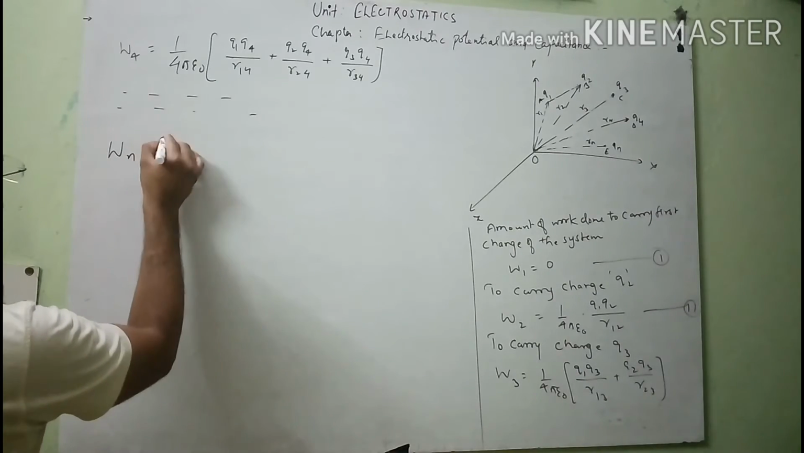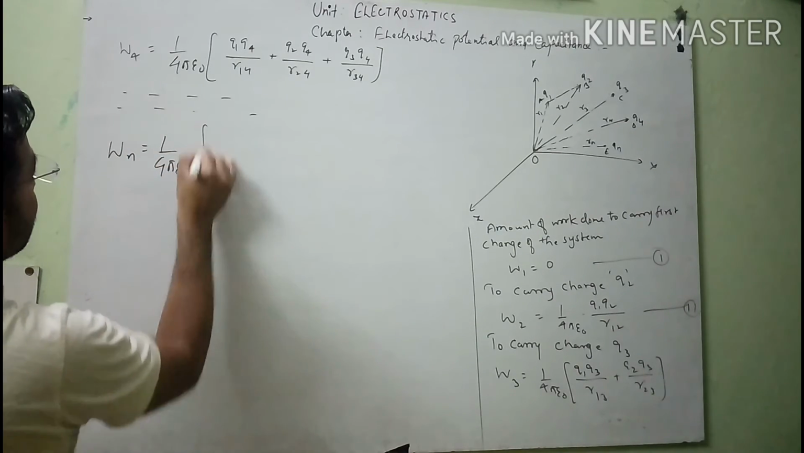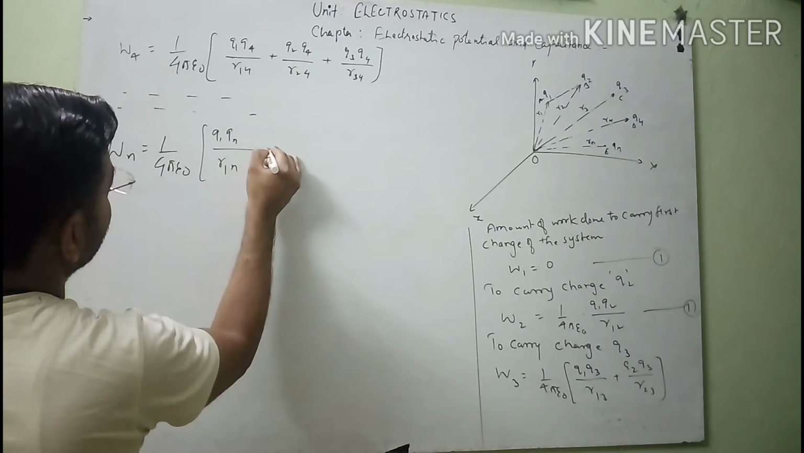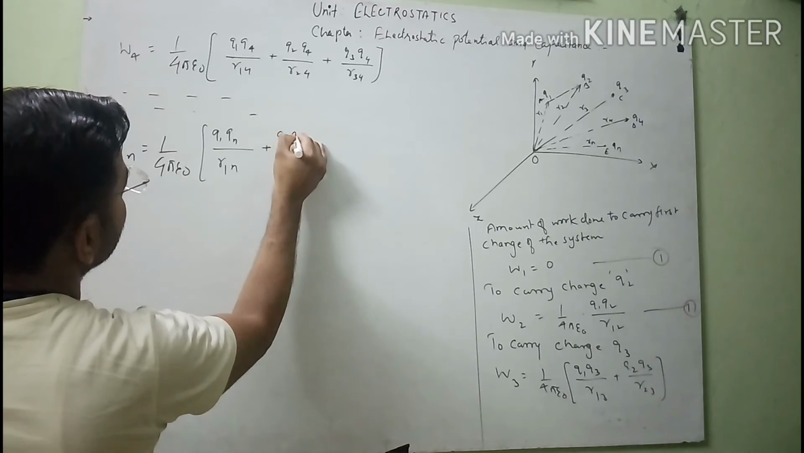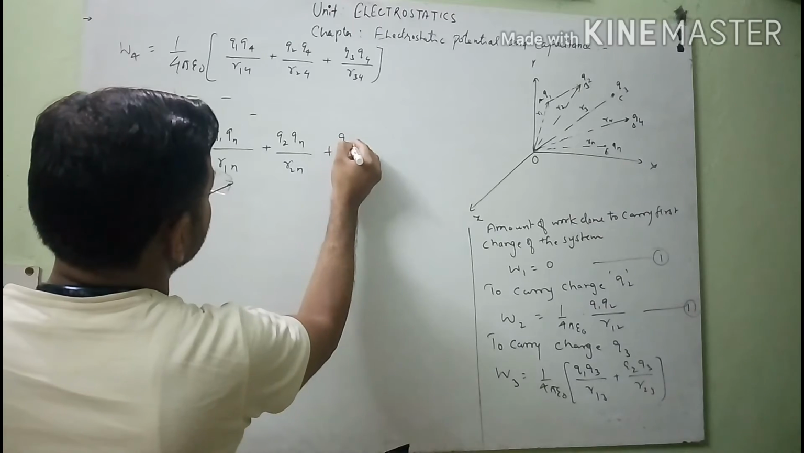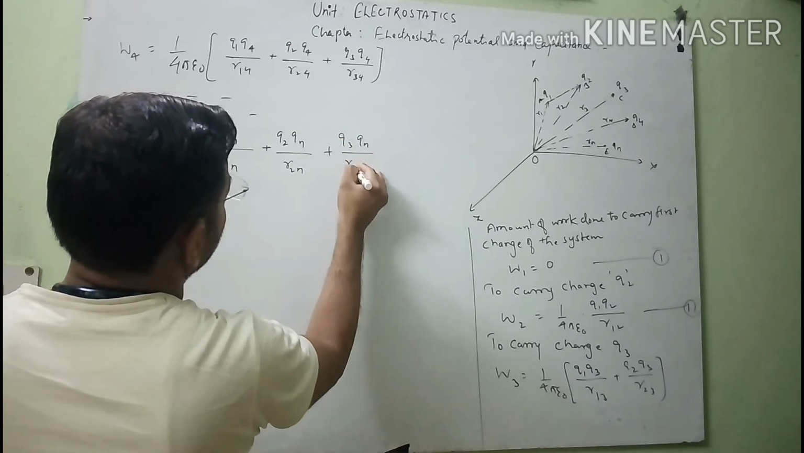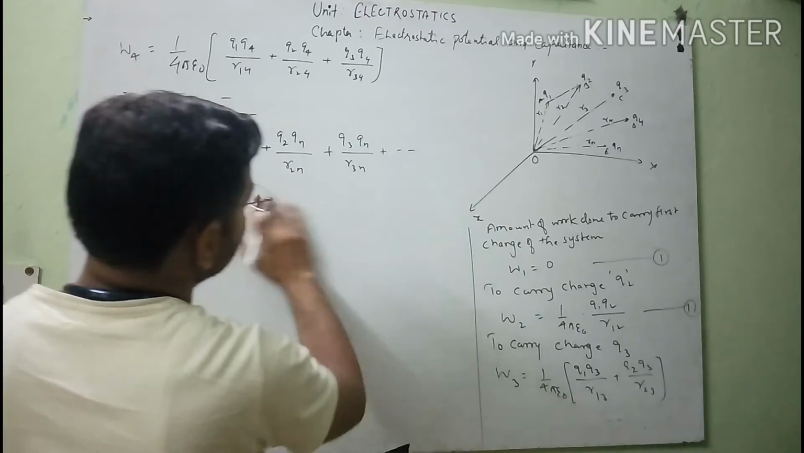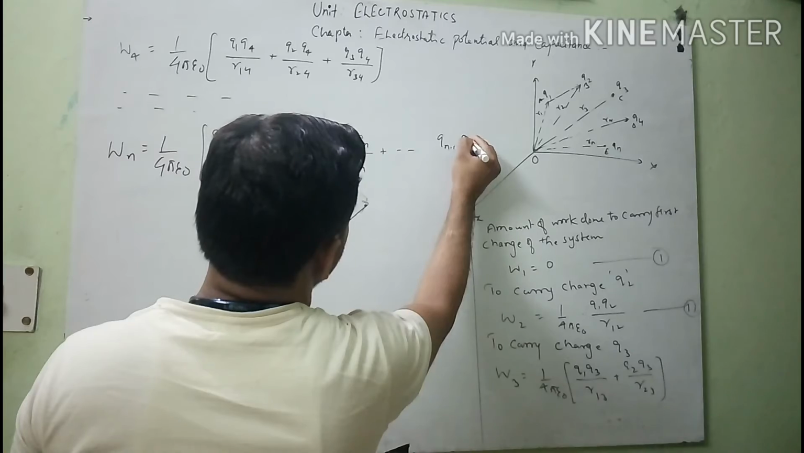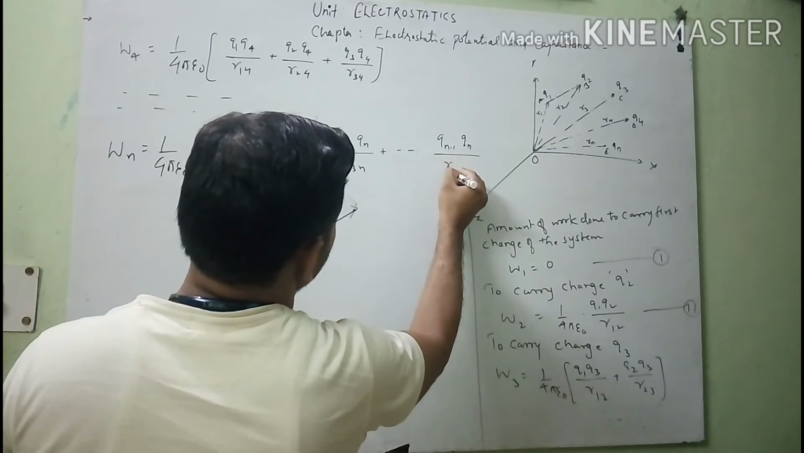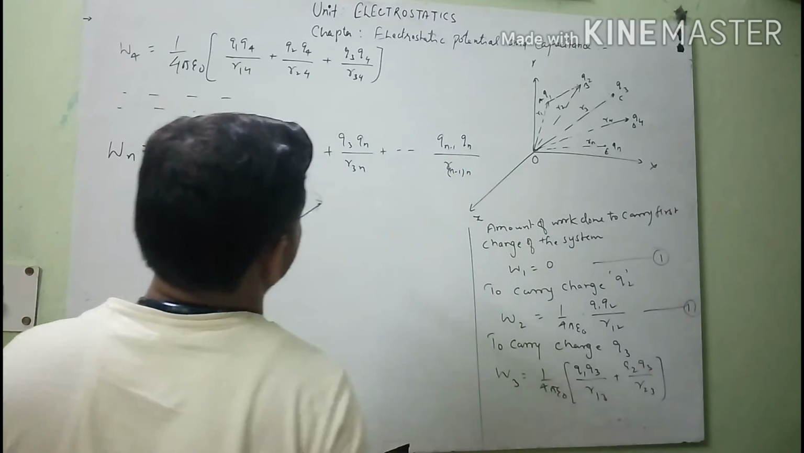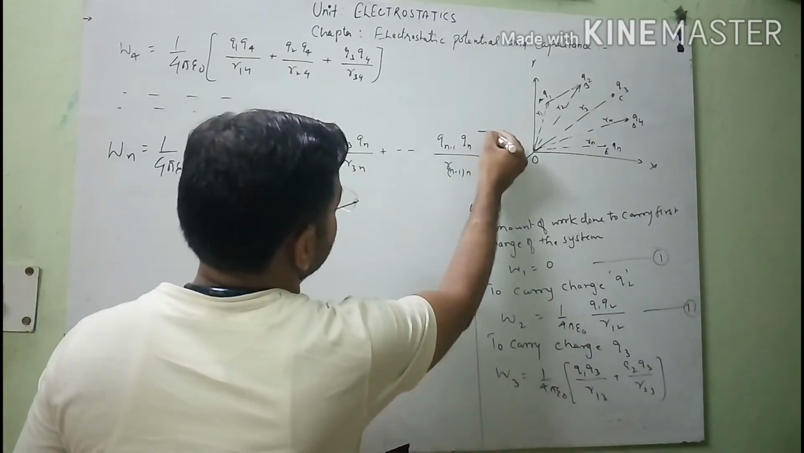So here we will have 1 over 4 pi epsilon naught Q1 Qn over R1n, plus Q2 Qn over R2n, plus Q3 Qn over R3n. This calculation is very long, so I am writing only some steps of it. At the end, you can write Qn minus 1 Qn over R(n minus 1)n. Clear, student? This is our general term.